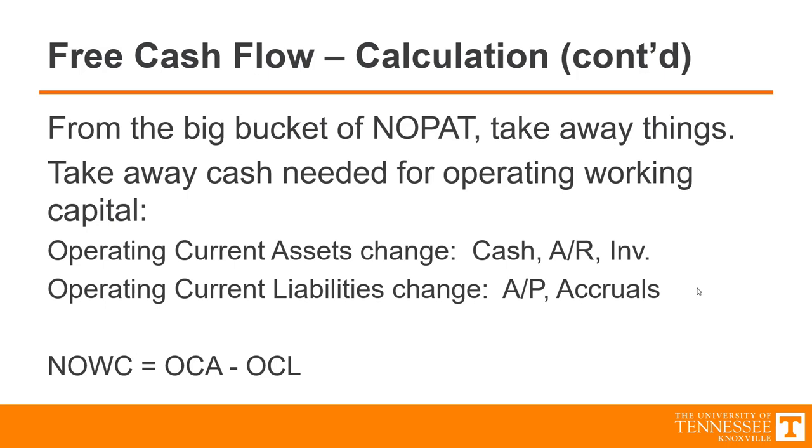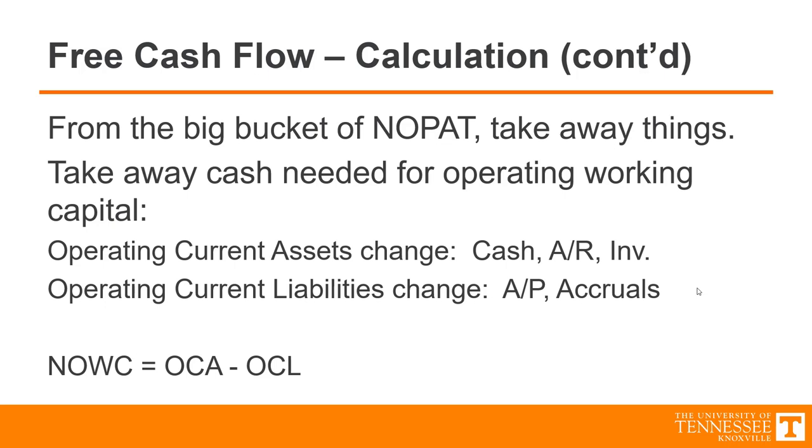So next we're going to take away some things. The first thing we're going to take away is net operating working capital. And then we're going to take away the investment in fixed assets. So we're going to start with this notion of net operating working capital. And down here at the bottom, that's equal to the operating current assets minus the operating current liabilities. Now I'm emphasizing this word, operating, because it kind of delineates some of the current assets from others. So operating current assets are things like cash, receivables, and inventory. They don't include financial things.